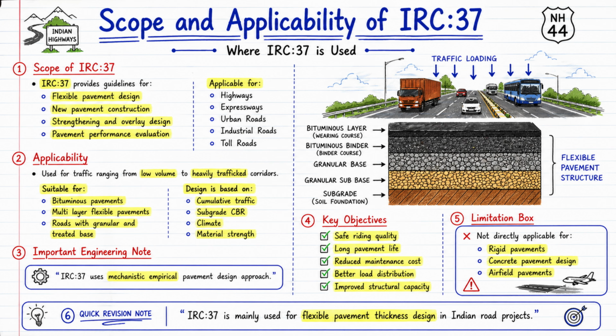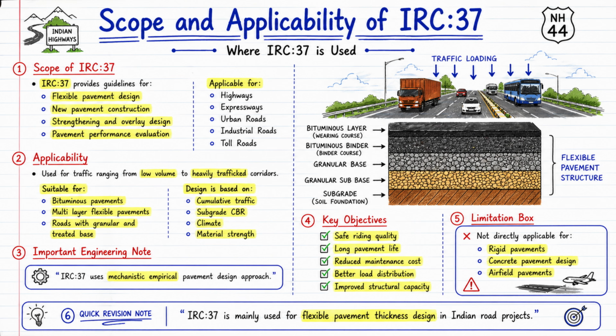Now see the quick revision note below. IRC 37 is mainly used for flexible pavement thickness design in Indian road projects. The main purpose of the entire guideline: correct pavement thickness design. And now in the coming slides, we are going to understand traffic analysis, MSA calculation, lane distribution, CBR and pavement layer composition with actual field logic.